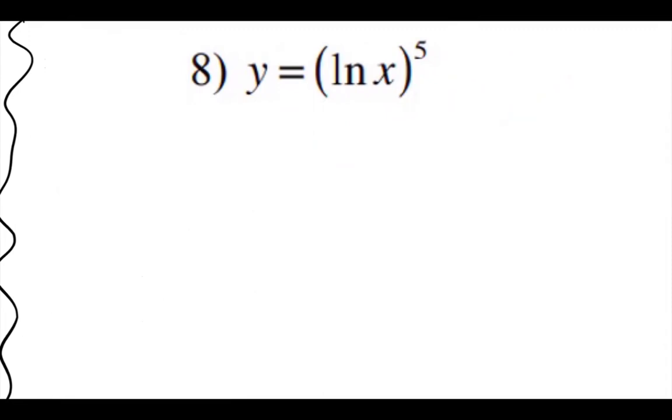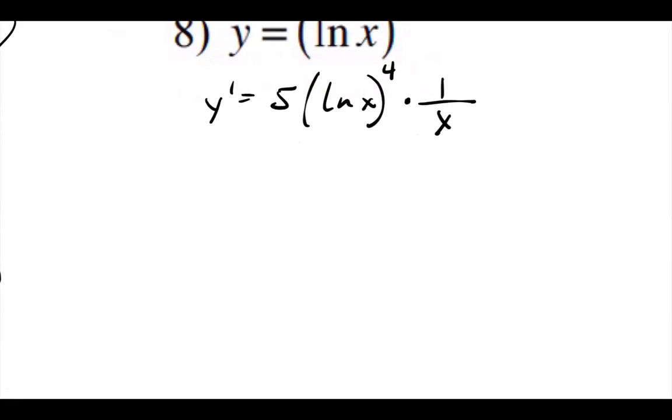This guy here, the natural log of x to the 5th power. So it times itself 5 times. All right, so this is just a chain rule problem. Move the 5 to the front. You get natural log of x to the 4th power. And then we take the derivative of the inside. Well, what's the derivative of natural log of x? 1 over x. Good.